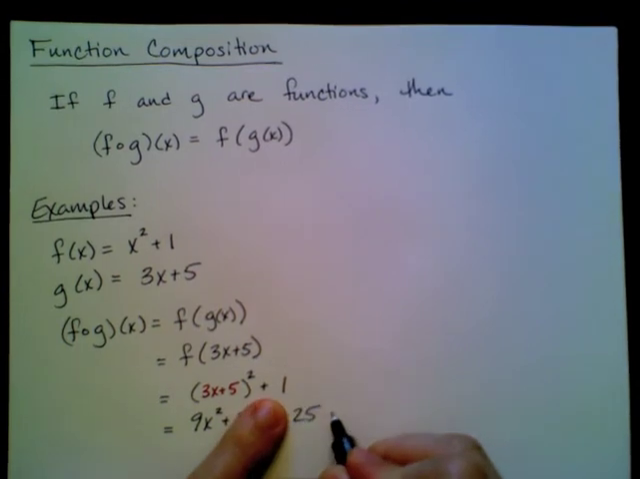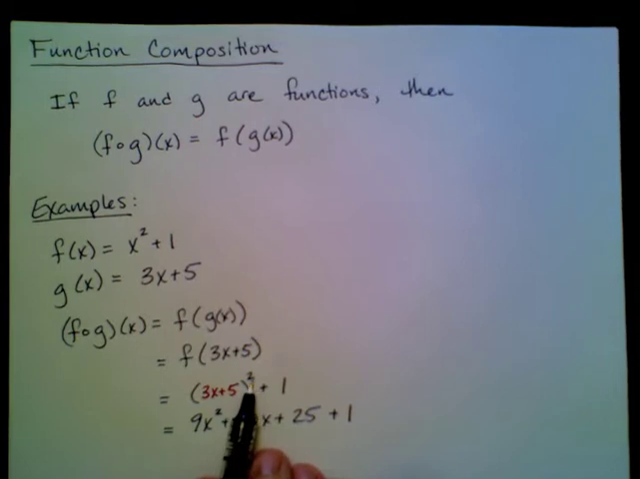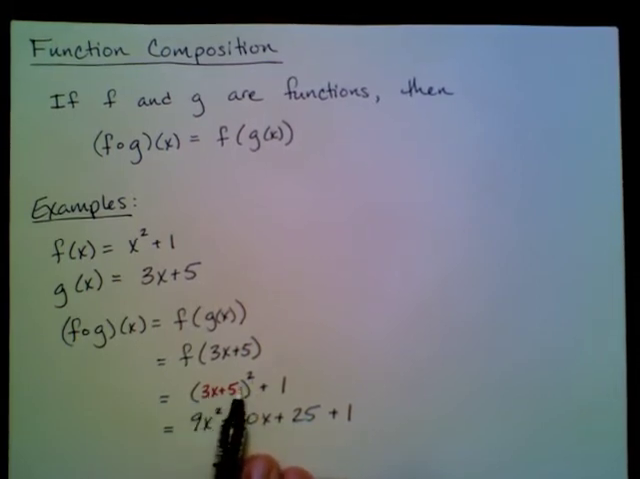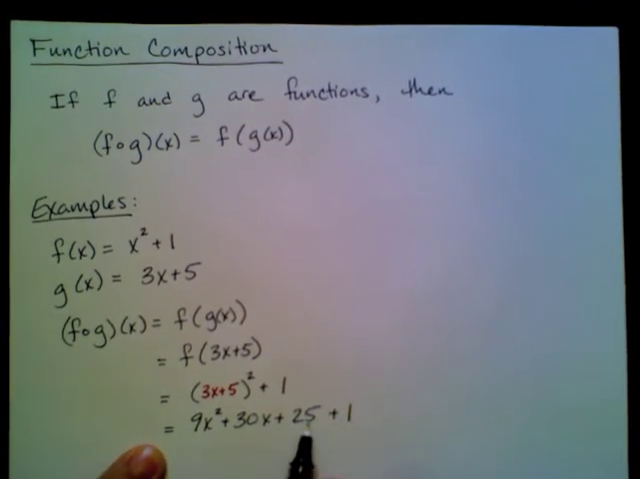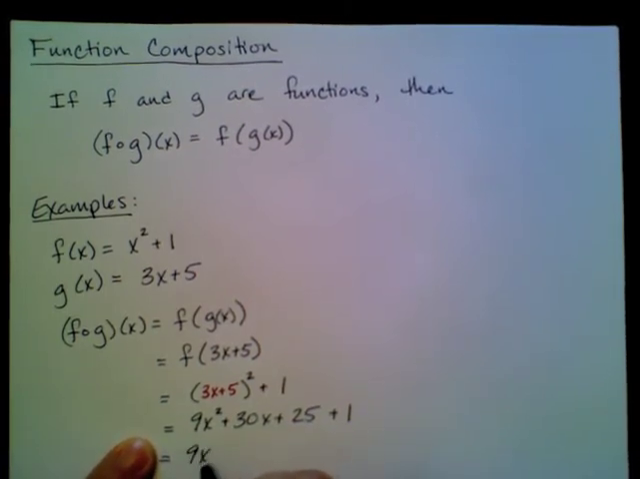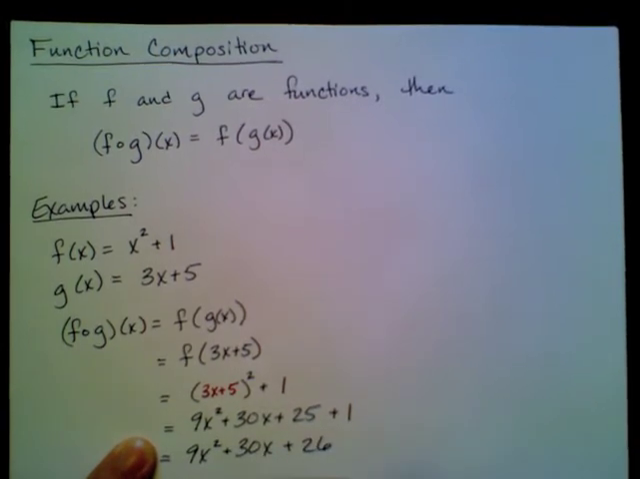Then I have this plus 1 from the outside here. And remember that exponents do not distribute. If you don't remember the formula for squaring something, although you should, you can do 3x plus 5 times 3x plus 5. You will find that it comes out to be exactly this. I do have a little bit of simplifying to do. I can combine like terms here, and that will get me 9x squared plus 30x plus 26.